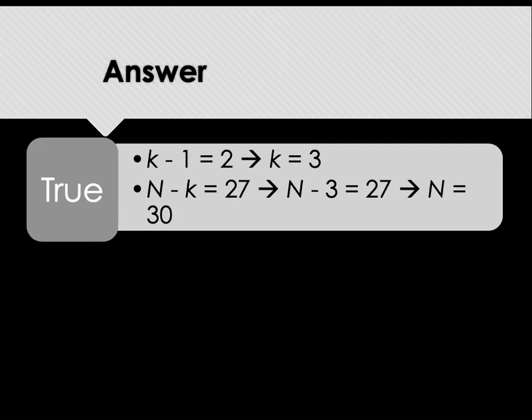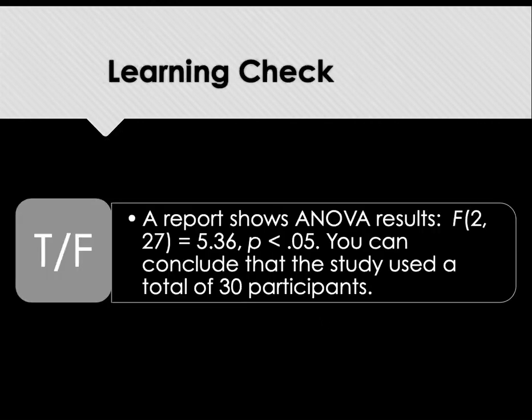And then degrees of freedom within is the total number of subjects minus the number of treatments. And we know from this report that that number is equal to 27. So if we work backwards, N minus 3 equals 27, so the N must be 30. Bingo. Here's our number, the total number of people in our sample, or total number of scores. Nothing fancy here, just some basic algebra.